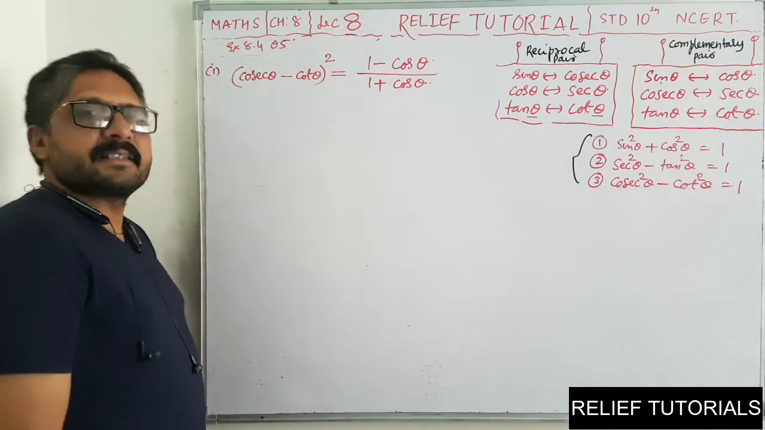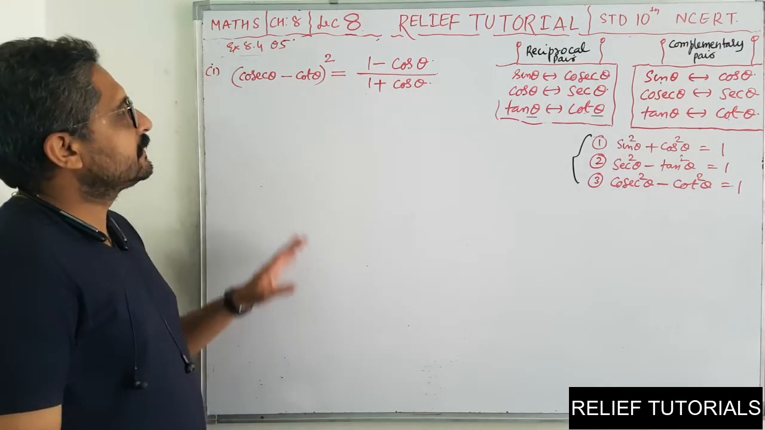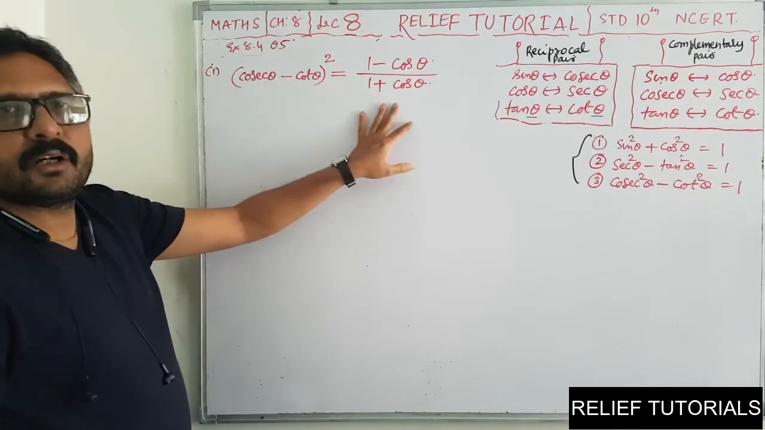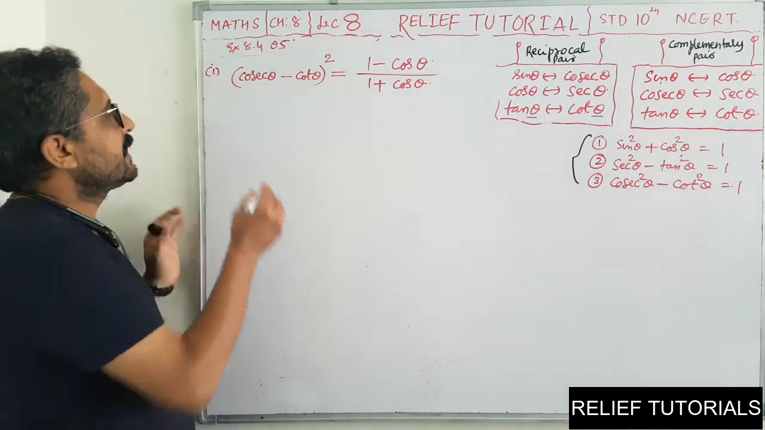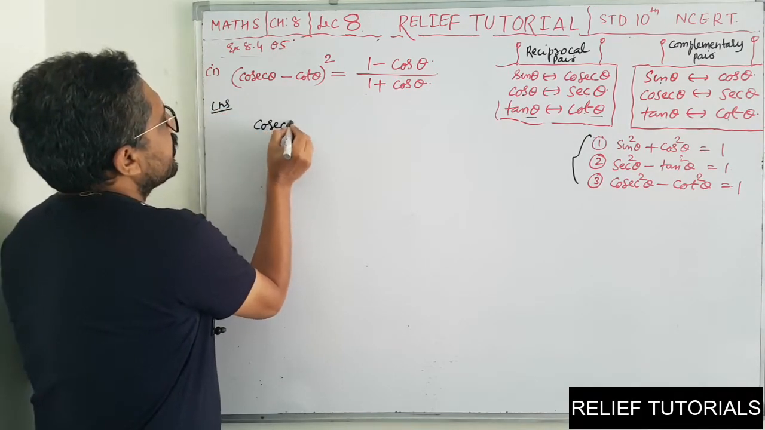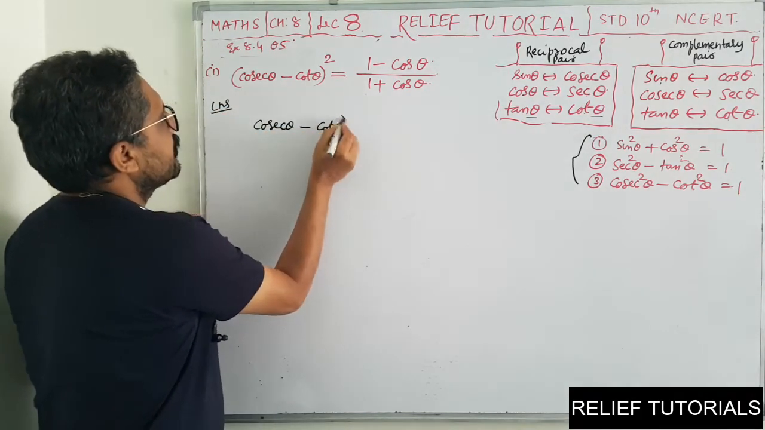We are discussing exercise 8.4, question number 5. Now we have to prove this LHS is equal to RHS. So first we write LHS: (cosec theta minus cot theta) the whole square.